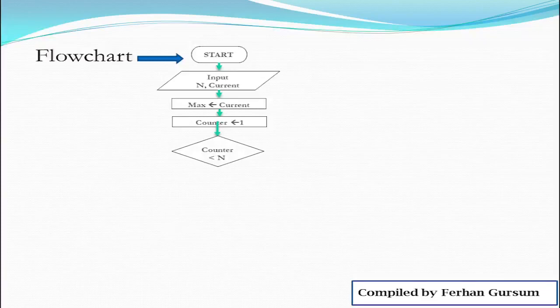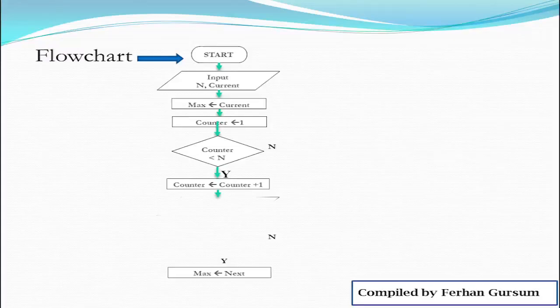Based on this, we will do what we said. Counter is less than n. If it is yes, what will we do? Counter equals counter plus 1. We have two answers here, yes and no. Then counter equals counter plus 1. Again, the flow of the program. Again, we have to input next.